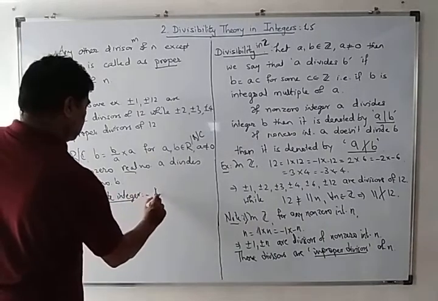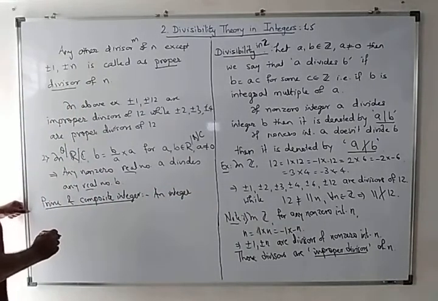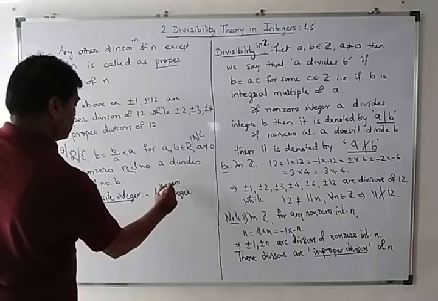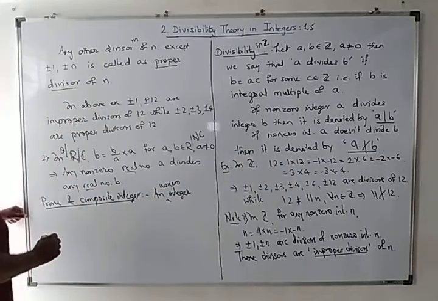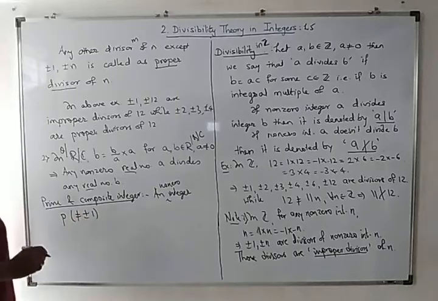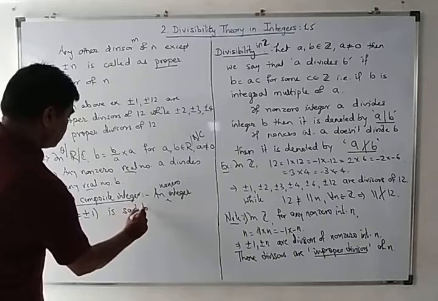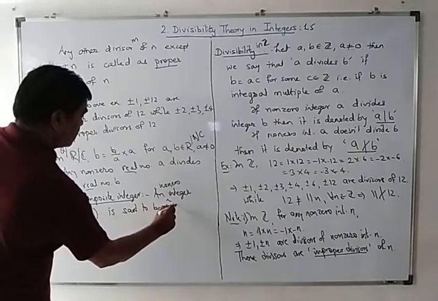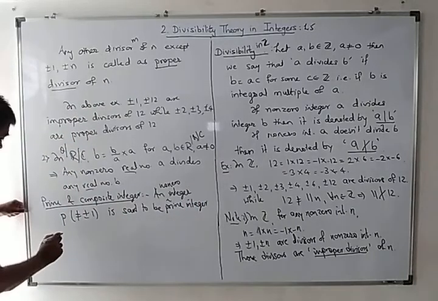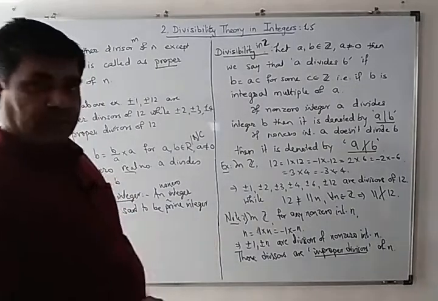An integer, a non-zero integer p not equal to plus minus 1 is said to be a prime integer if it has only improper divisors.